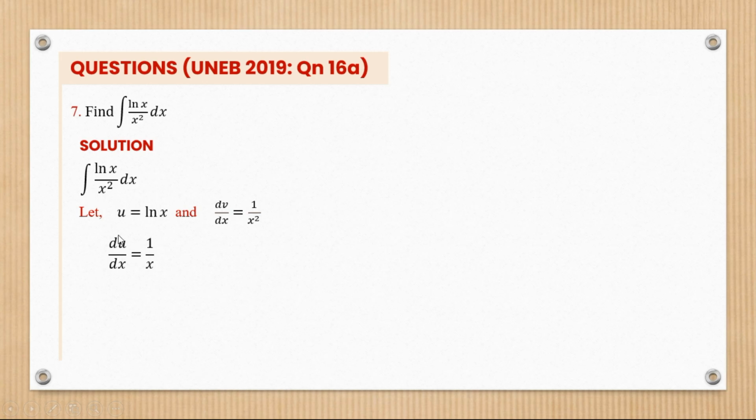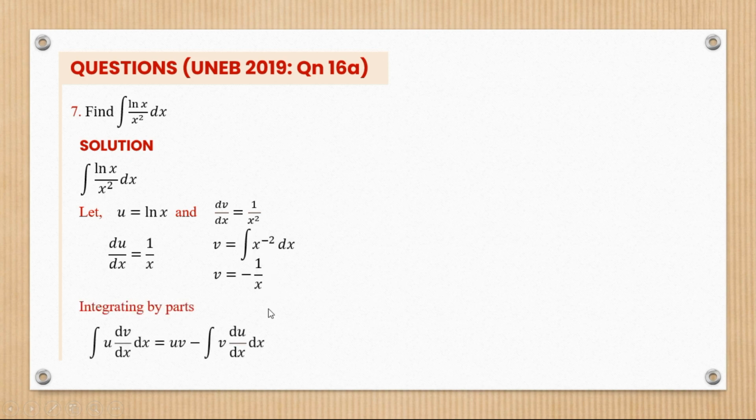Now from here we can see that du dx shall be equal to 1 over x, and then therefore v, we're going to find v by finding the integral of 1 over x squared, which can be expressed as x to the power negative 2. So the integral of this is negative 1 over x. So this is what we'll get when we integrate this. So we have negative 1 over x.